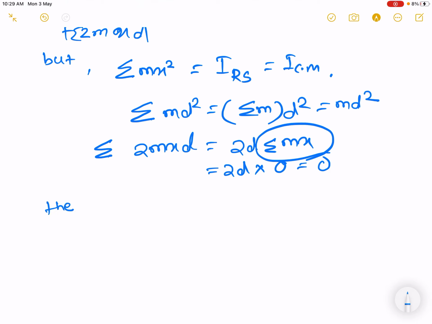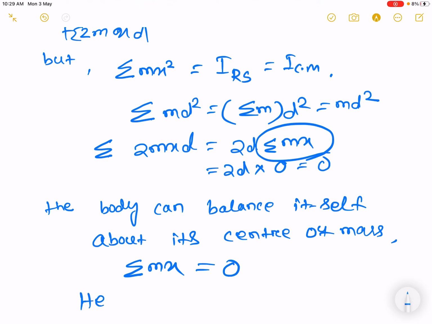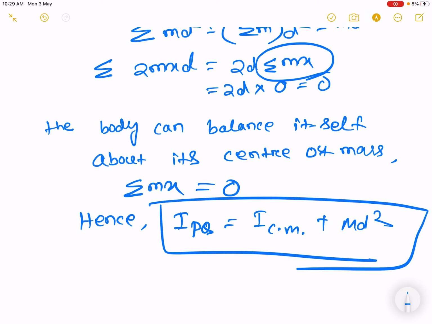the body can balance itself about its center of mass such that the sum of the product of moment of mass becomes how much? 0. Hence, moment of inertia about PQ equals I_CM plus Md squared. This proves the parallel axis theorem.